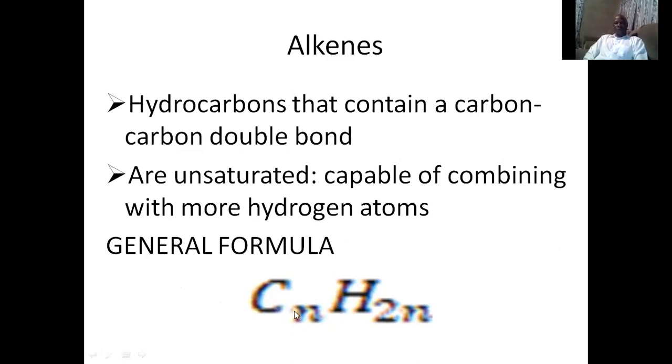CnH2n. C here stands for carbon, and n is the number that we are going to have for that carbon atom. And then we have here 2 times n. And so this is the general formula. It has to be known because for us to be able to proceed to name the alkenes, we need to know the general formula.